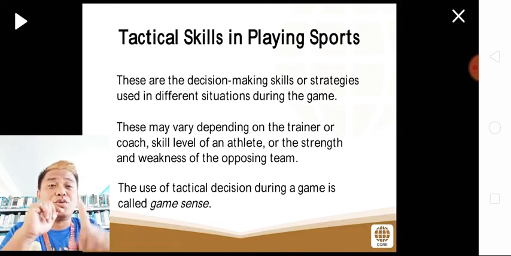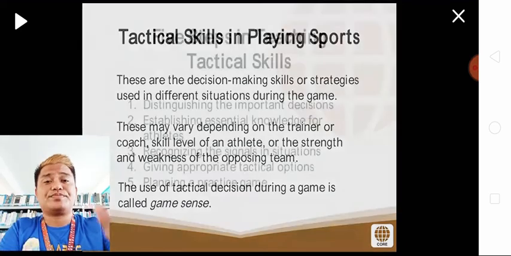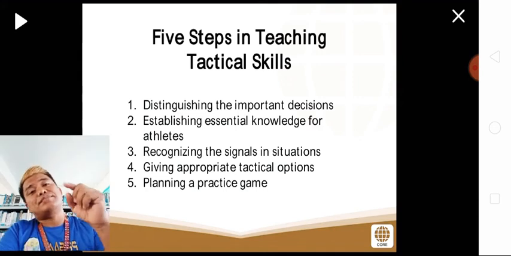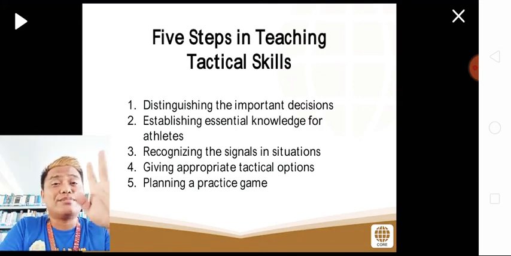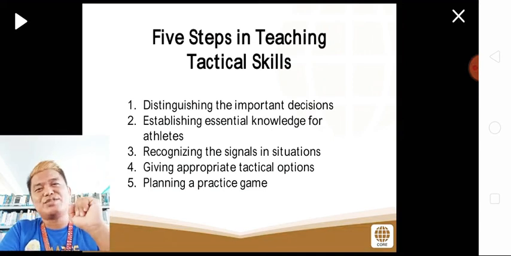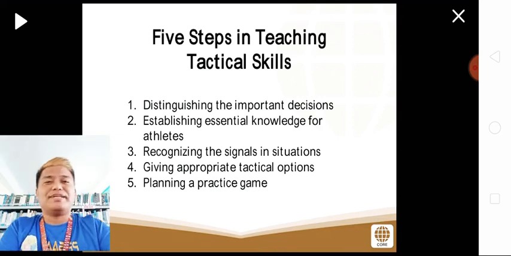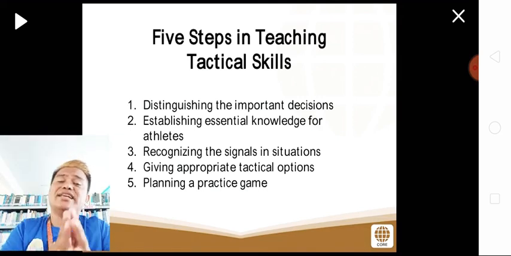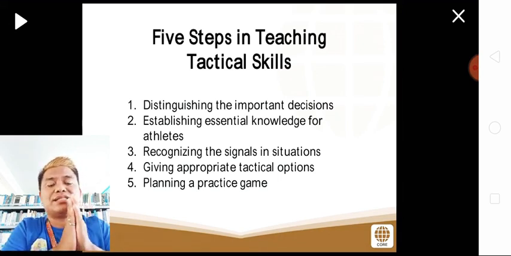So, there the coach does brainstorming. 5 steps in teaching tactical skills. So, there are 5 steps, so take note of this one. If you are an athlete, I know the pandemic is really different, and we cannot apply those things right now. But we can still do technical skills. We are still doing them in our house.